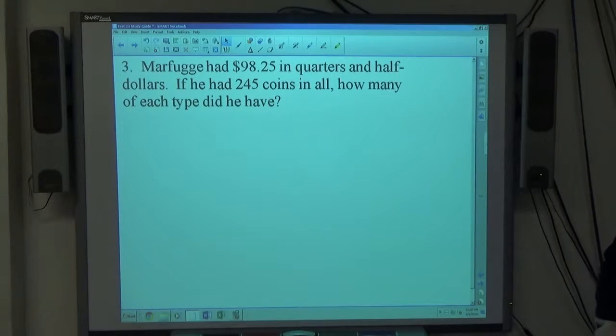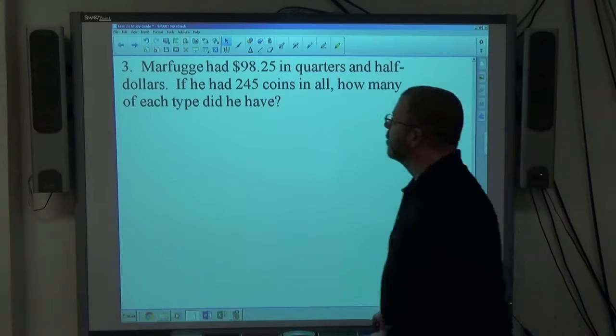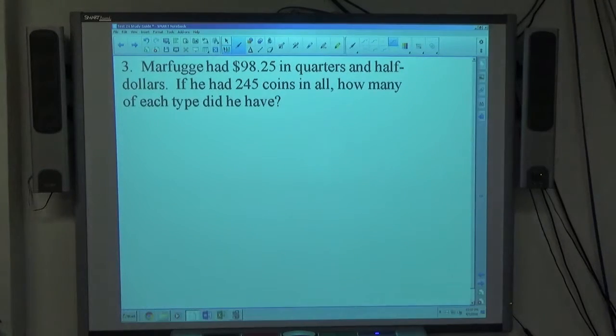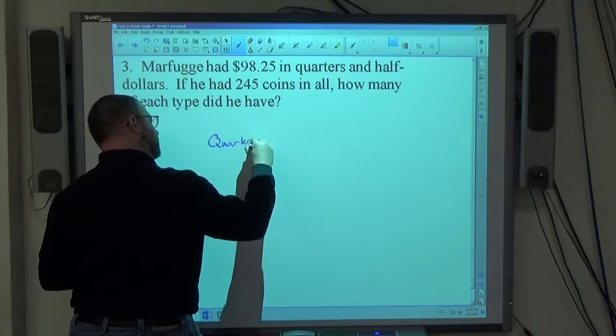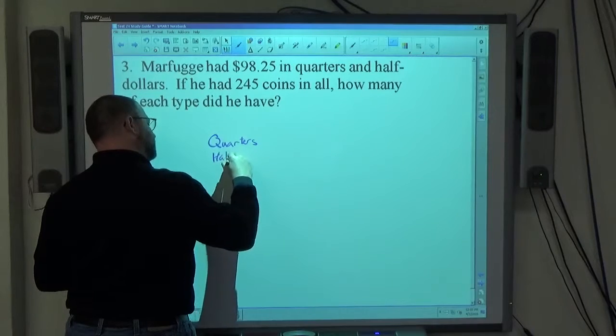Number 3, Marfugi had $98.25 in quarters and half dollars. If he had 245 coins in all, how many of each type did he have? So, we have quarters and half dollars.